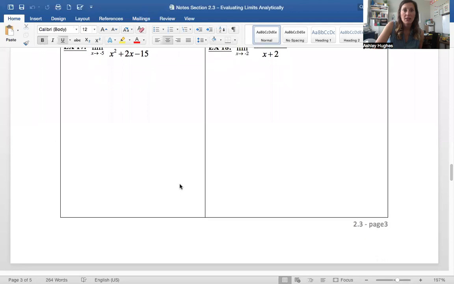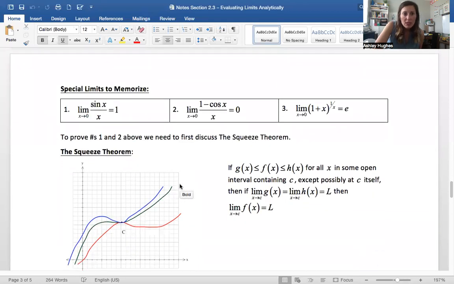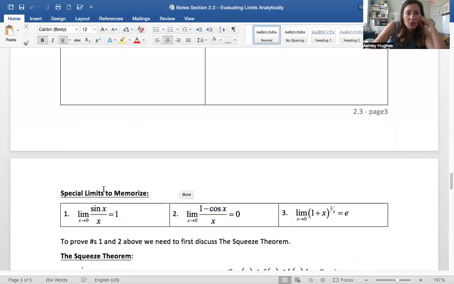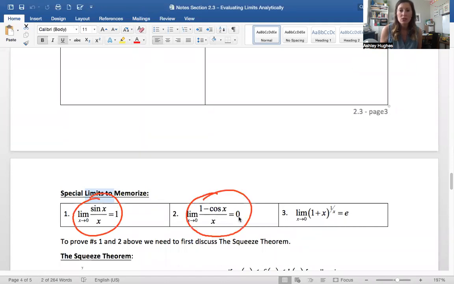This section has a lot of examples. So I'm trying to get through. Okay, so this, I want you to memorize these limits. This limit as x goes to 0 of sine x over x equals 1. This is a special trig limit. And then 1 minus cosine x over x equals 0. So these are two that you should just have memorized.